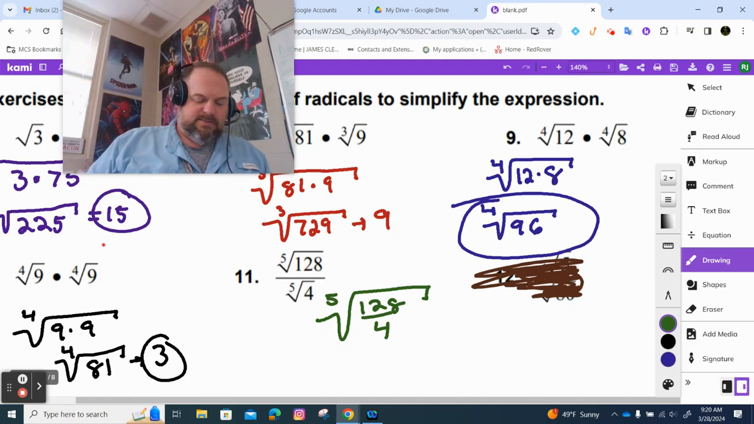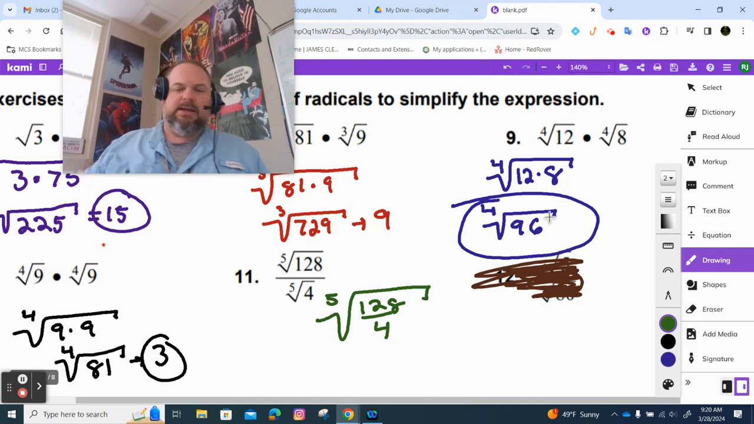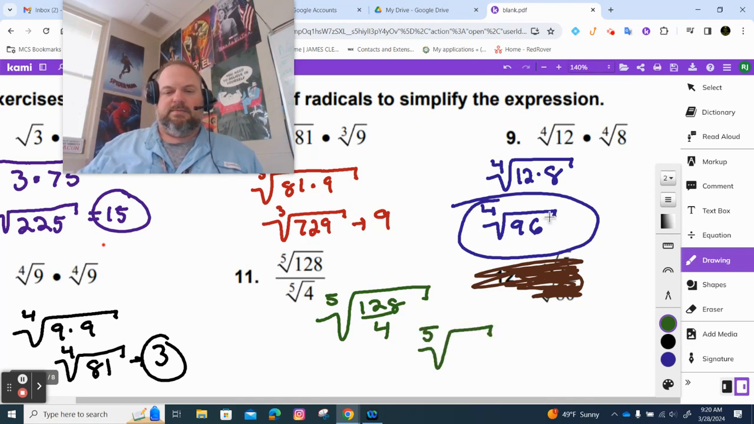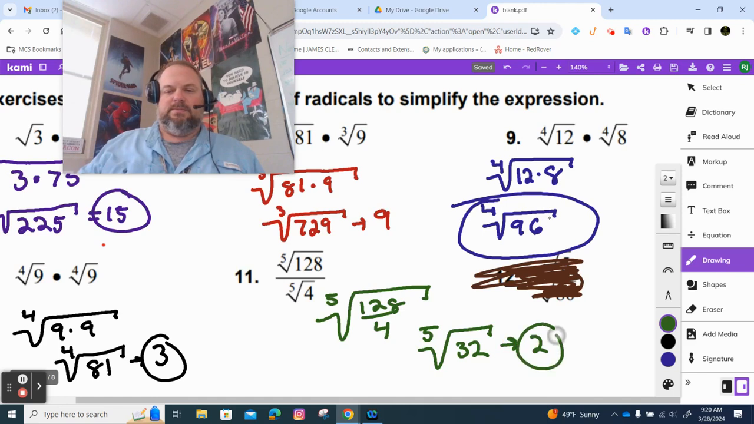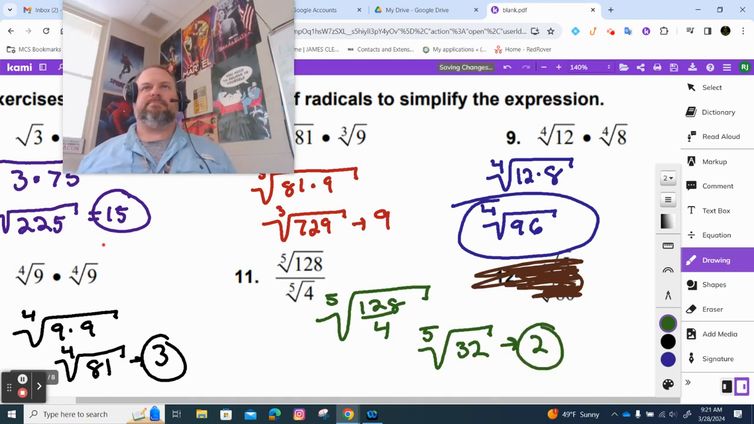Okay, so we're going to divide 128 divided by 4. We get 32. Is there a 5th root of 32? 2. That's it. Not too awful bad.